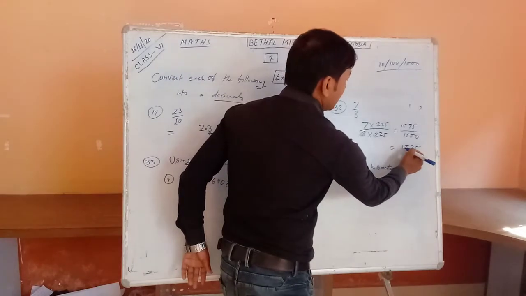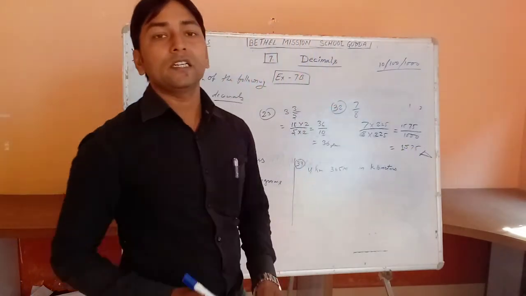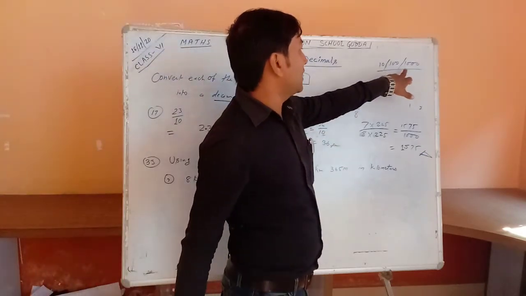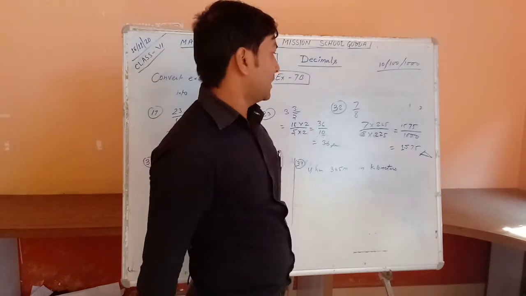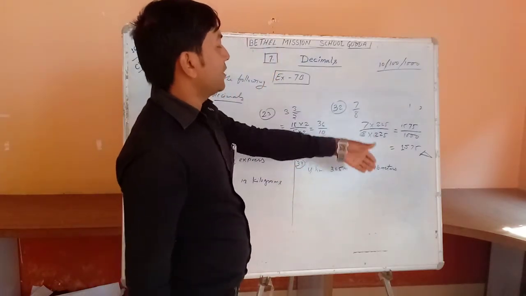Okay, in this method you have to convert the denominators to either 10 or 100 or 1000 or 10,000, whatever. So this is simple. Also you can divide and you can write the answer.